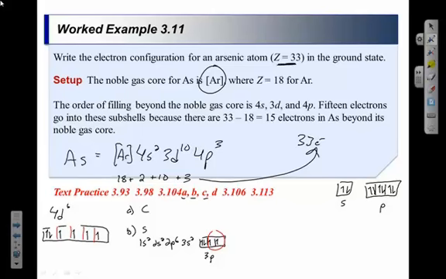3.113. Comment on the correctness, which I didn't know was a word, of the following statement. Maybe it's a word, probably is. The statement is, the probability of finding two electrons with the same four quantum numbers in an atom is zero. Is that correct? Yes. Two electrons in the same atom with the same four quantum numbers would mean that those two electrons are in the same orbital with the same spin, and that cannot happen. So the probability of that is zero.